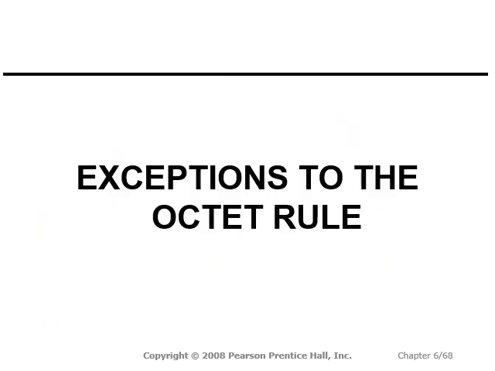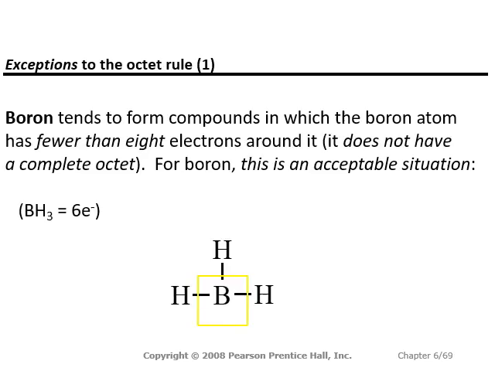Exceptions to the octet rule. Next slide. We've already talked about this. Boron can't make an octet because it isn't large enough. So it will tend to make things that have only three bonds around it, which means it will only have six electrons around it. But for boron, it's okay with that. It's fine, because there's no way that it can take an octet, at least not when it makes a molecule like this. Next slide.